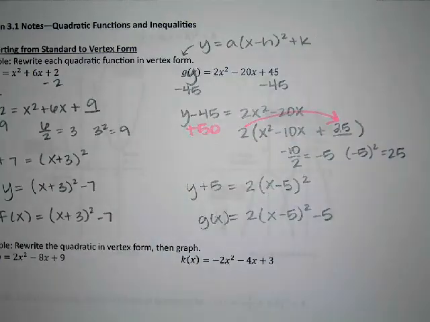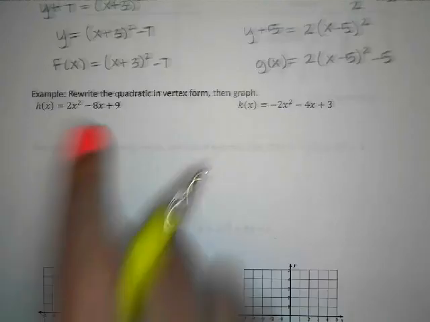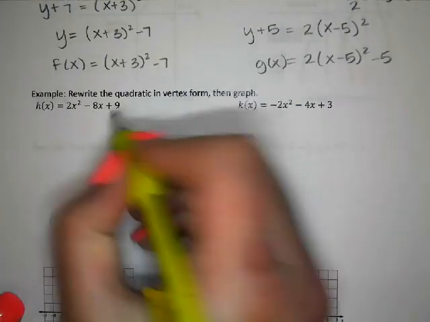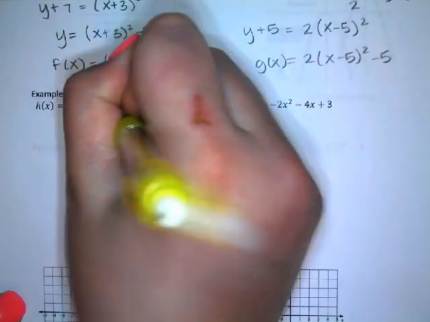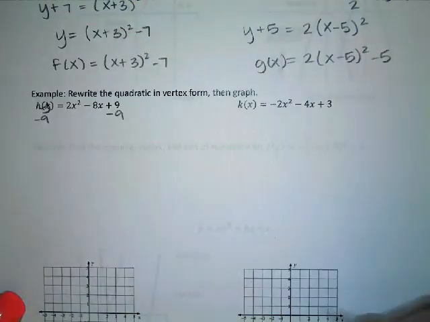Okay, so here, same thing. Convert it into vertex form, but we're going to add an extra step. We're going to graph it when we're finished. So I'm going to start off by moving the 9 over to the other side. I'm thinking of the h of x as a y.